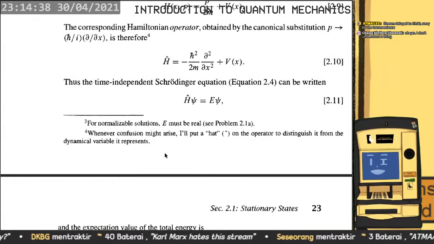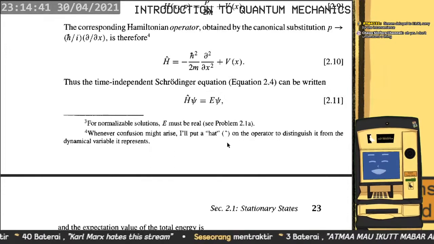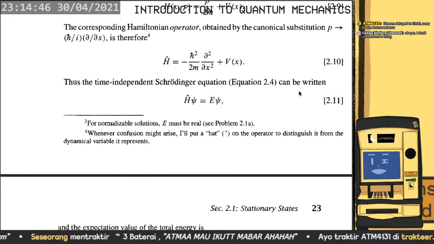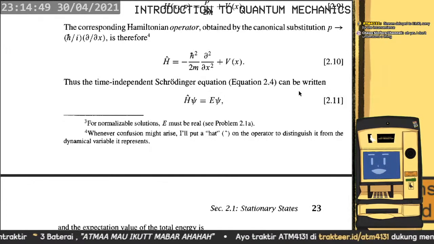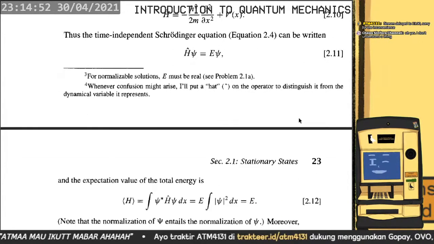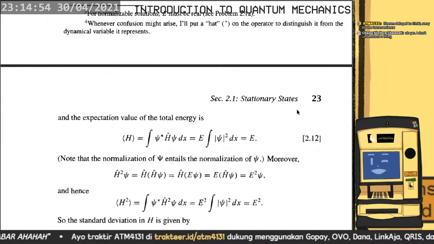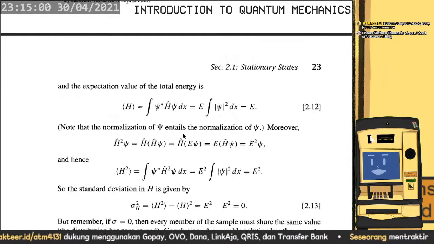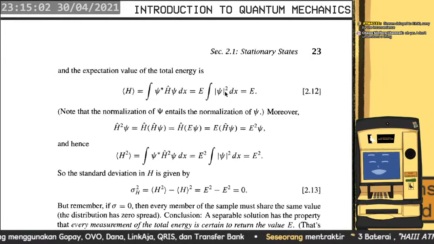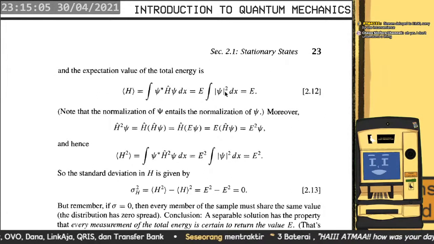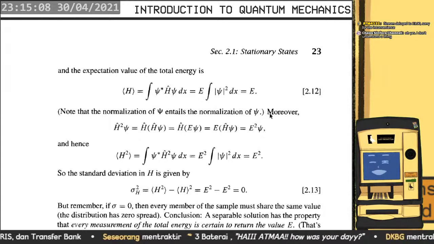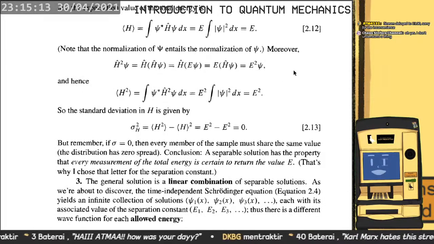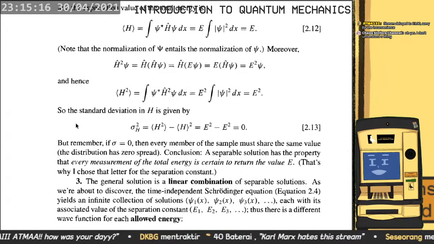Whenever confusion might arise, I'll put a hat on the operator to distinguish it from the dynamical variable it represents. Okay, and the expectation value of the total energy is ⟨H⟩ equals this equation. Note that the normalization of Ψ entails the normalization of lowercase ψ. Moreover, this equation, and hence another equation.